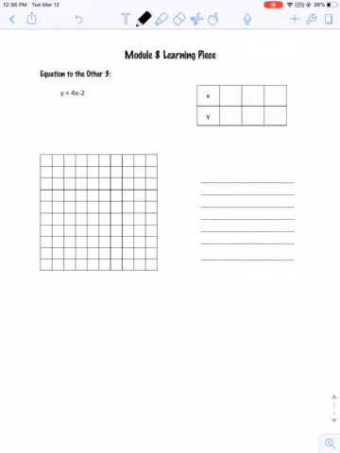Okay, welcome back. Second video of Module 8 Learning Piece, and for this one we're going from the equation to tables and to graphs and to situations. So you've kind of already had practice with writing situations for equations, so that should be a little easier. Let's talk about tables first.